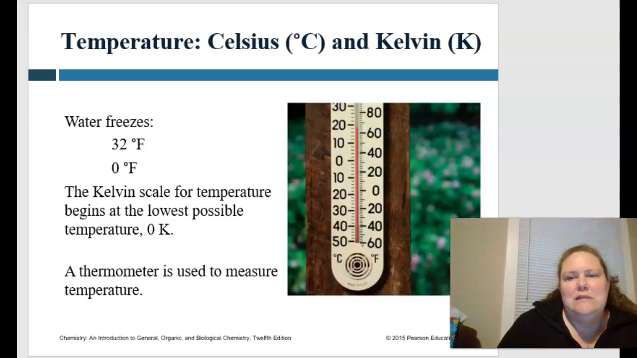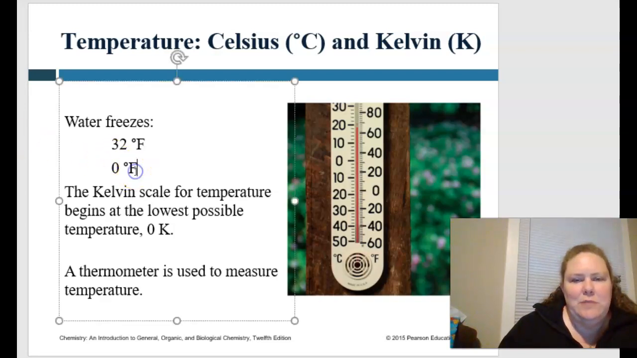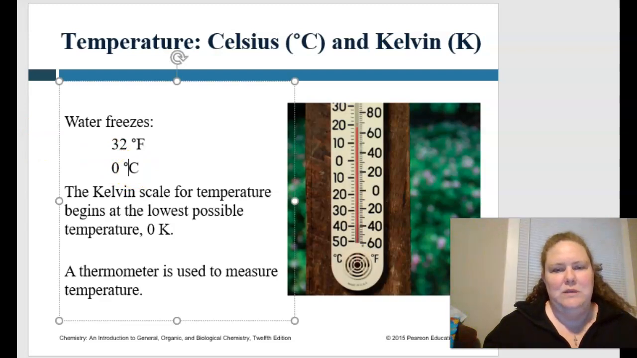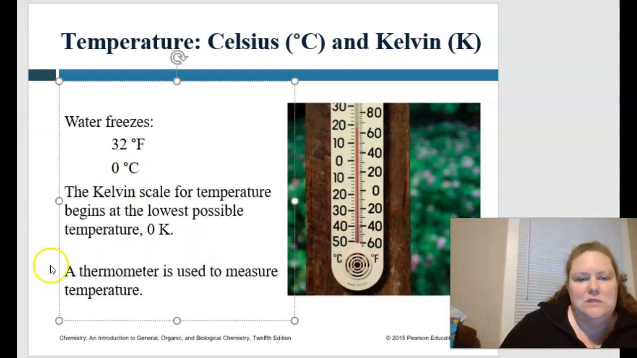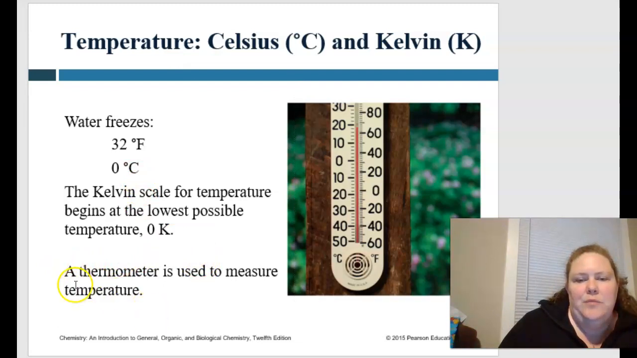With temperature, comparing Celsius and Kelvin, water freezes at 32 degrees Fahrenheit, where it freezes at 0 degrees Celsius. That's supposed to say Celsius. Where the Kelvin scale for the temperature begins at the lowest possible point, and that would be 0 kelvins. Okay, so 0 kelvins is incredibly cold, and a thermometer is used to measure the temperature. So again, water freezes at 32 degrees Fahrenheit, which is the same as 0 degrees Celsius. Okay, and you can see here, this side is Celsius, where this side is Fahrenheit, and you can see 0 is roughly at 32, or it is at 32. Okay.